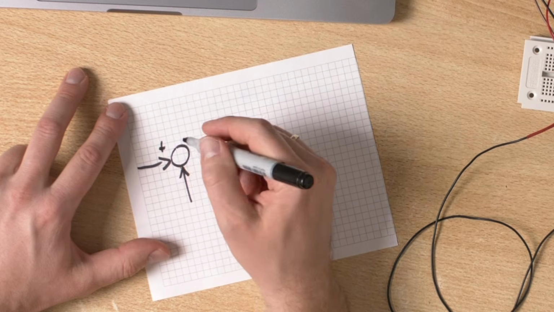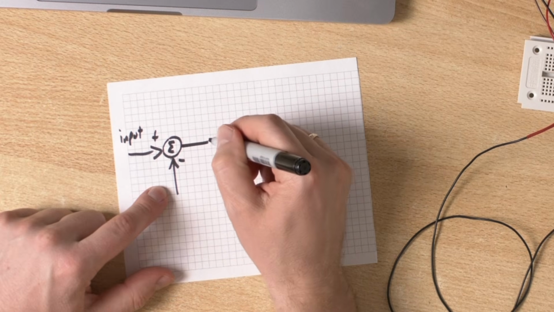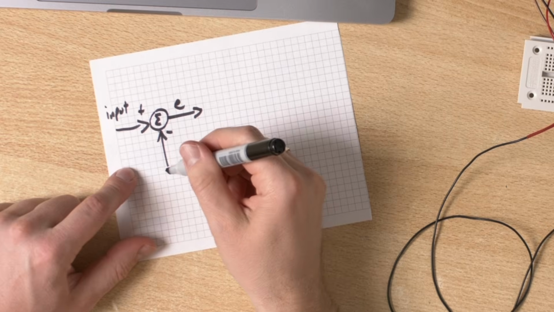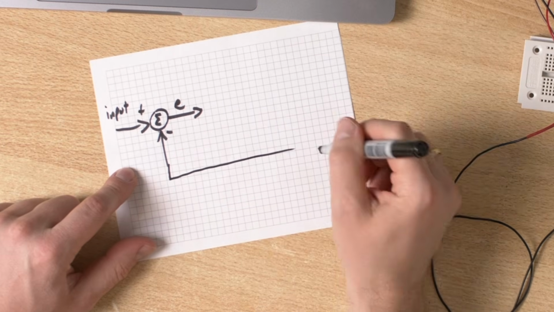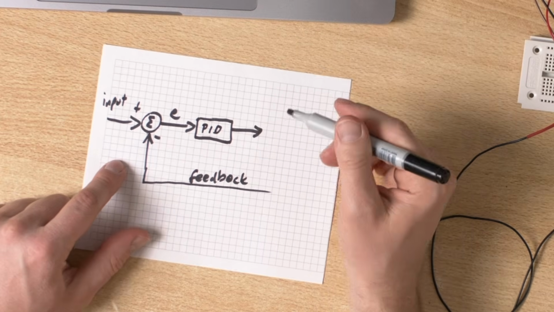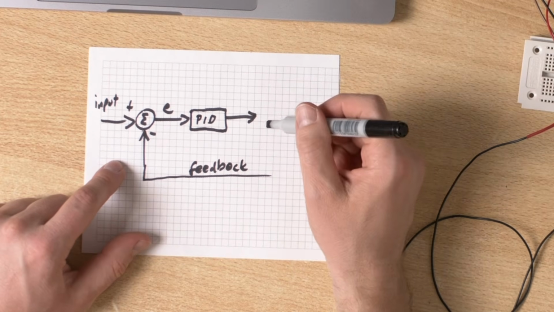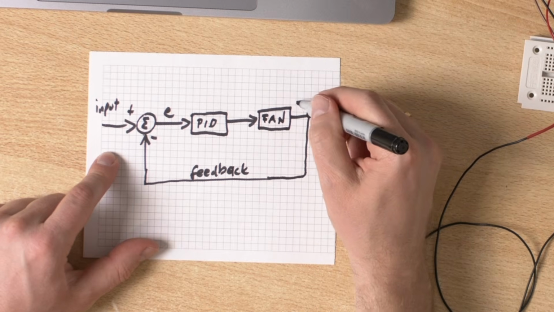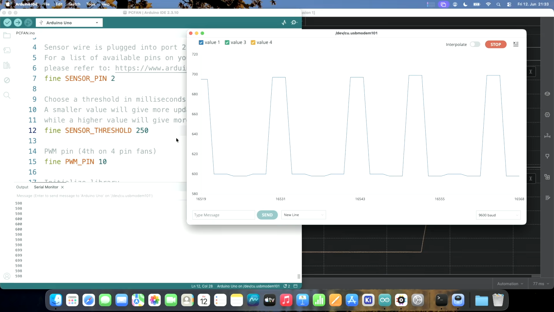Let's jump right in. We have an input, our desired RPM value. With the help of this input, we calculate the error: how far are we away from this desired input if we take the feedback into consideration? So this right here is our PID controller, and this goes into the fan, and that one has an output, which is the RPM reading that you see right here on my screen.